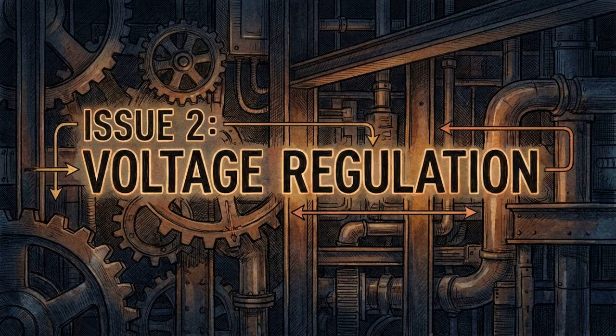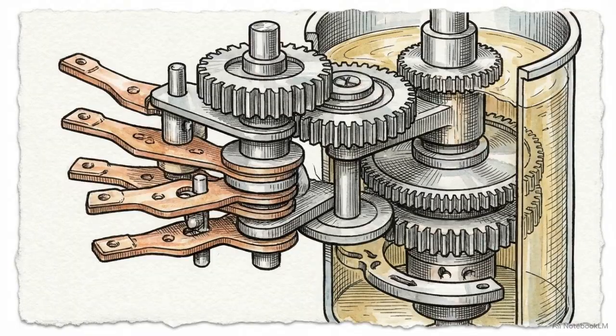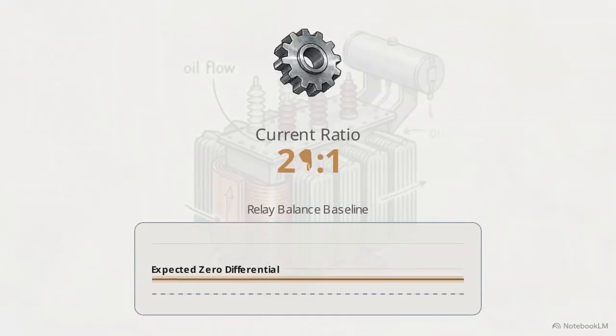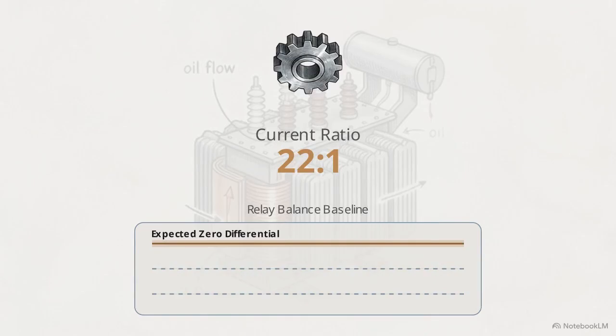The second culprit is the on-load tap changer, or OLTC. An OLTC is a mechanical device that physically adds or subtracts winding turns while the transformer operates to regulate voltage. Every tap movement alters the baseline current ratio.